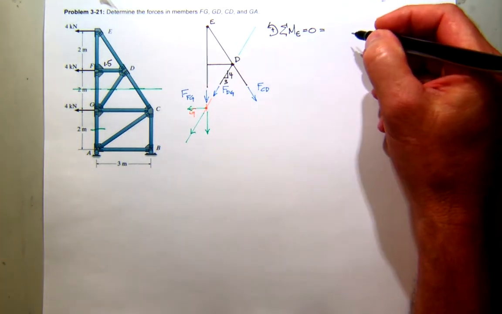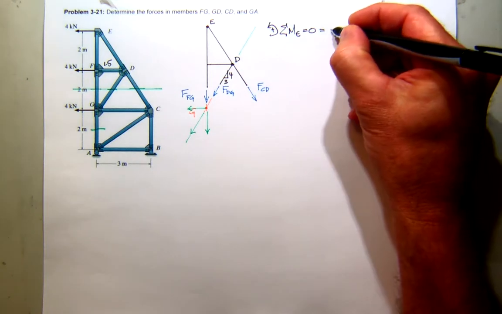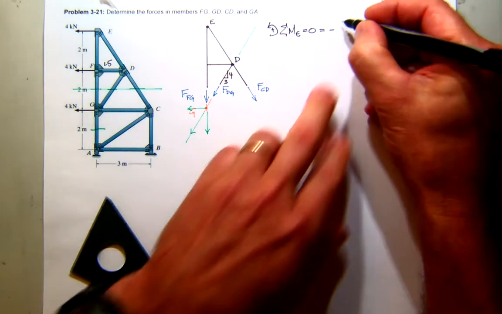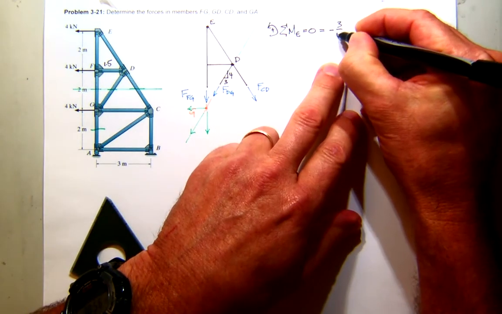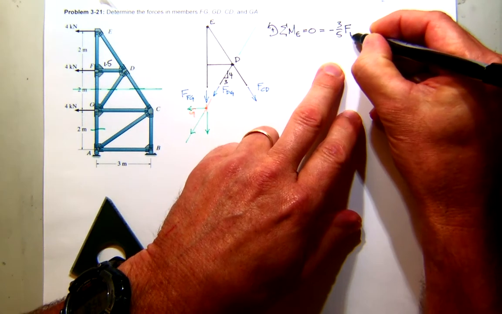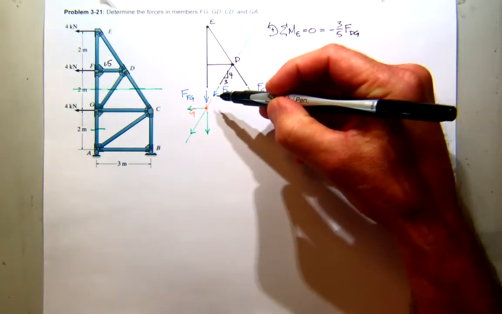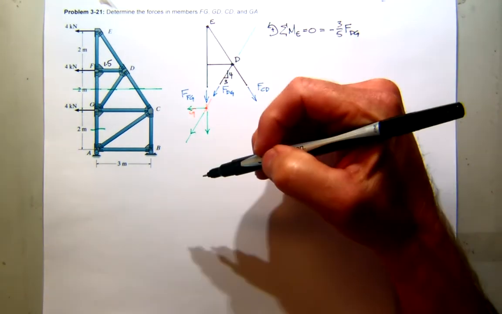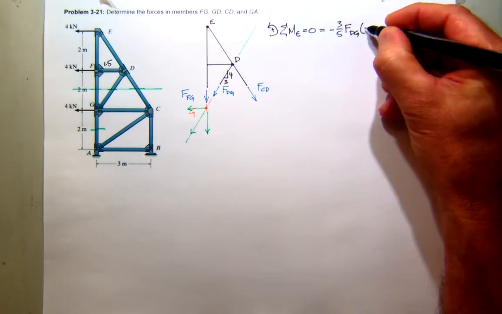So what was it again? Positive or negative? I lost track. Negative. Okay, so it'll be negative, and the horizontal component will be 3/5 of DG. And what's the distance from G to E? 4 meters.